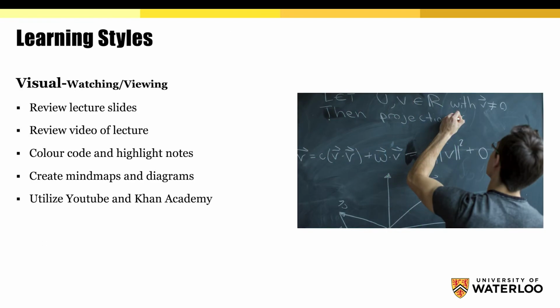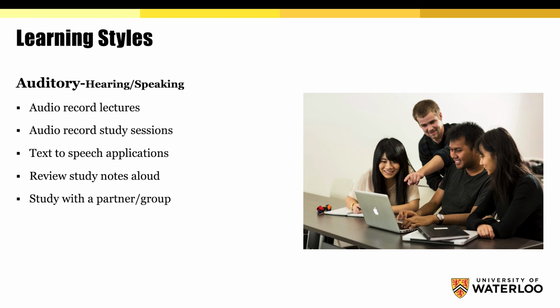A visual learner benefits from watching and viewing information. This may include the review of lecture slides and videos, color coding and highlighting notes, or the use of mind maps and diagrams. Accessing educational videos on subject matter can also be helpful. Auditory learners benefit from listening to and talking about information. This may include audio recording lecture and study sessions, reviewing study notes aloud, studying with a partner or group, and using text-to-speech or speech-to-text applications.